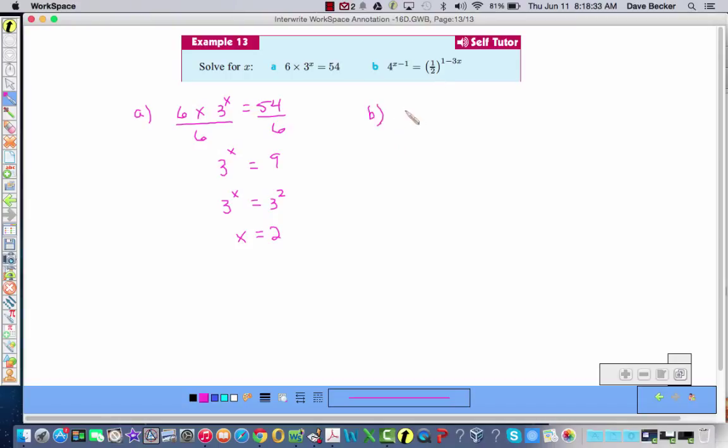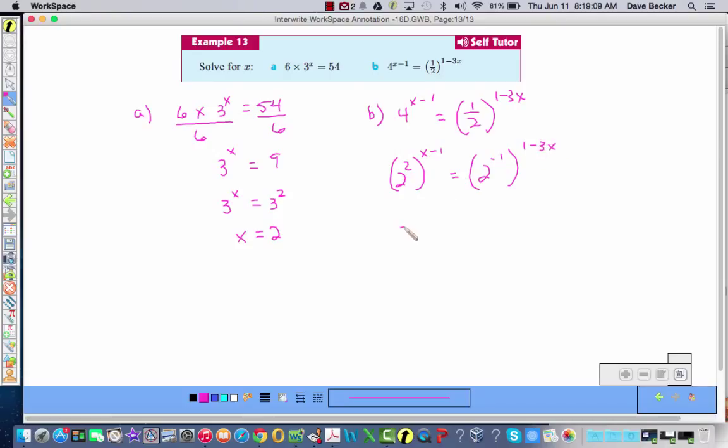Oh, this looks like fun. Last example before we go back to a fit of Beethoven. 4 to the x minus 1 is equal to 1/2, all to the 1 minus 3x. We have work to do on both sides here. So clearly 2 is going to be my base. So I'm going to rewrite 4 as 2 squared to the x minus 1 equals, I'm going to rewrite 1/2 as 2 to the negative 1 to the 1 minus 3x.